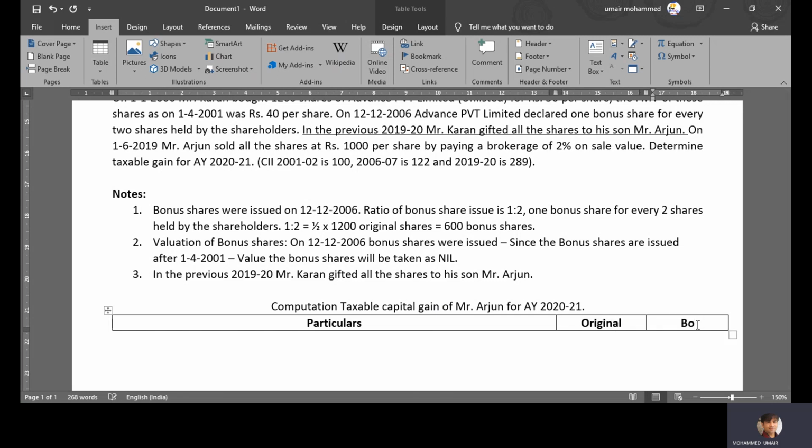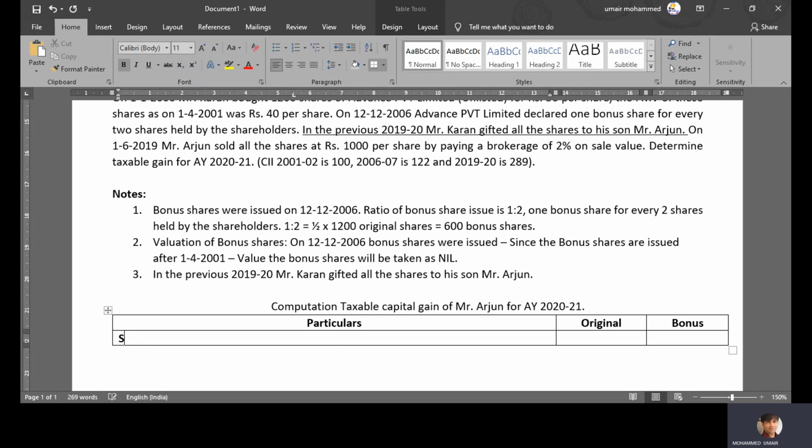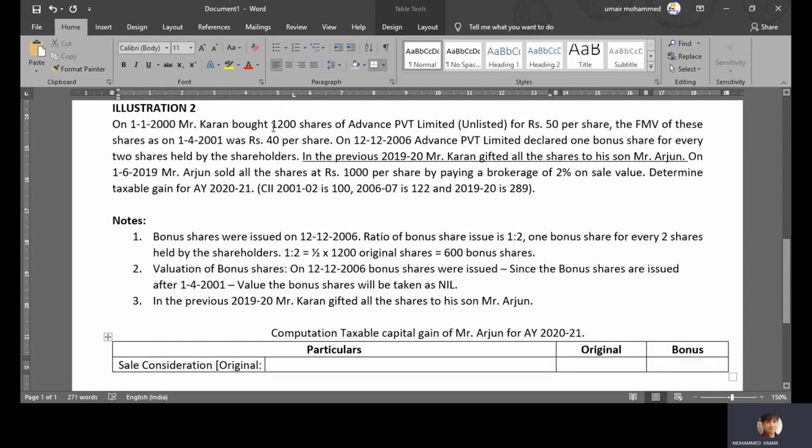So we have two categories of shares here. One is original and the other one is bonus shares. So let's do the calculation, right? So first, as usual, we'll write the sale consideration, which is our first step. So at what price these shares were sold? It's given here. Arjun sold all the shares for rupees 1,000. So we have two categories here, original. So original shares are how many? Original shares which he bought are 1,200 into the selling price, which is 1,000 per share. So let's write here 1,000 per share. Okay.